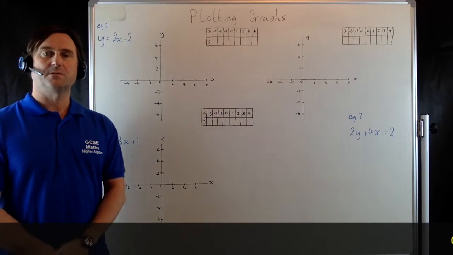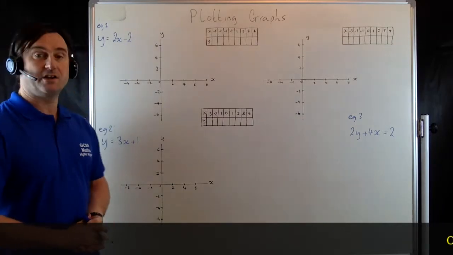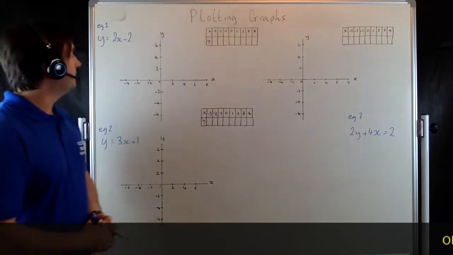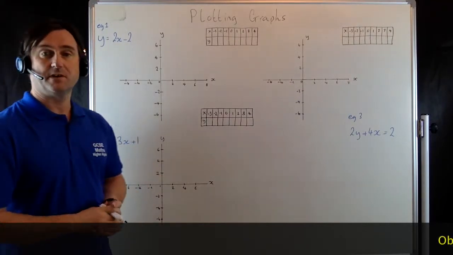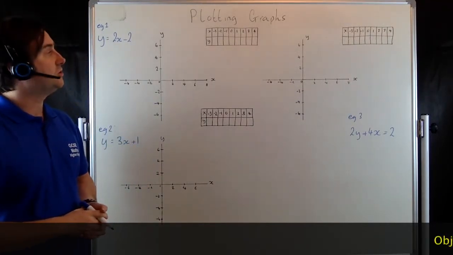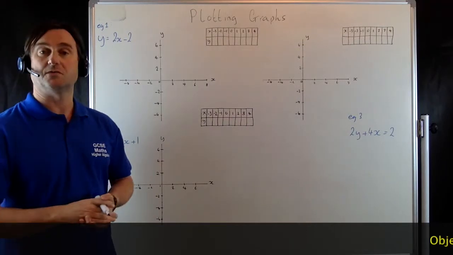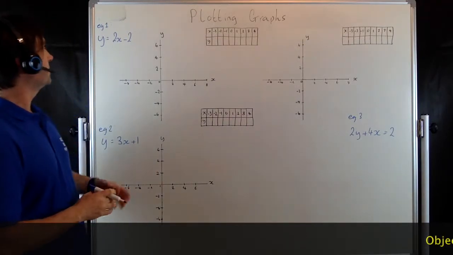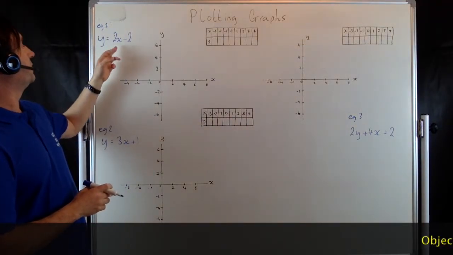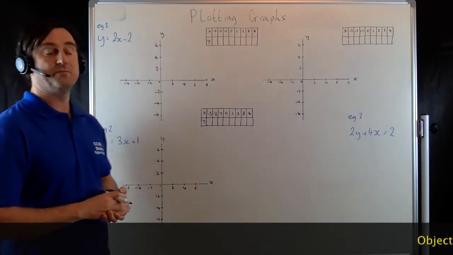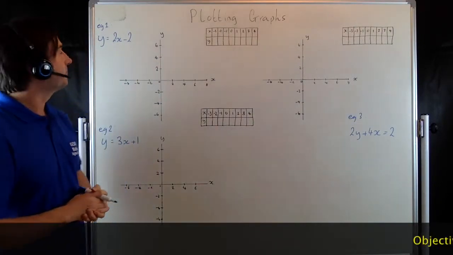Hi there, welcome to my tutorial on being able to plot straight line graphs. What we're going to do is plot three graphs here, and the way I'm going to do this is use a table of values. So we're going to start off and look at the graph of y equals 2x minus 2, and we're going to plot this graph.